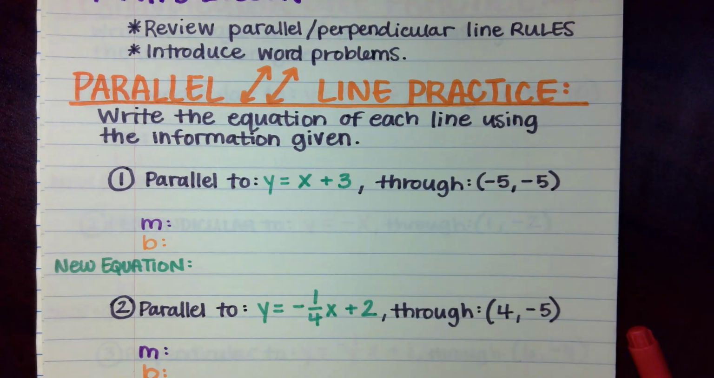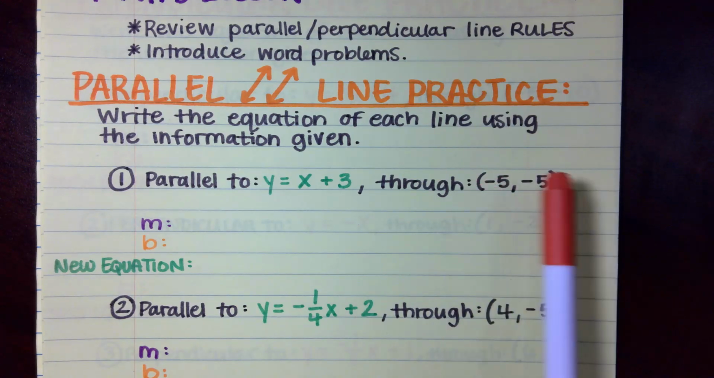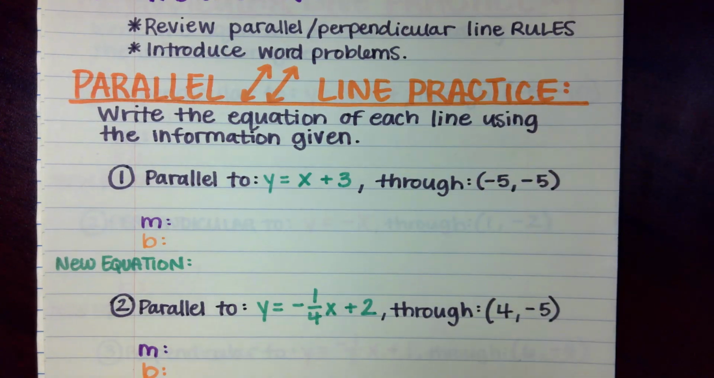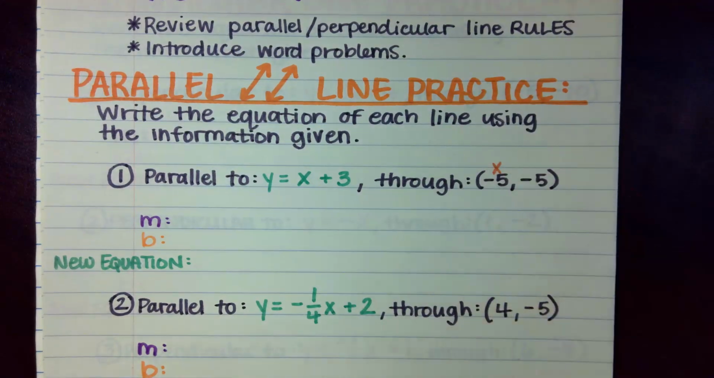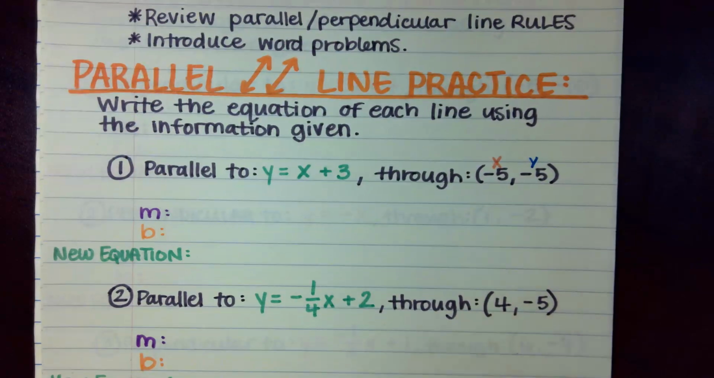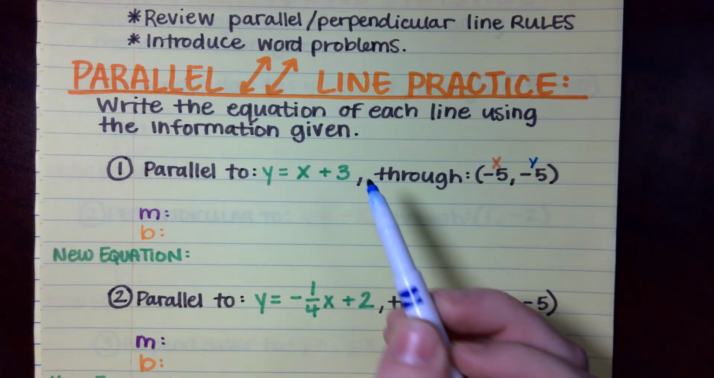Plug in. What am I plugging in? The -5 and the -5. You're going to label them X and Y. Okay, yeah, let's label those. We have an X here and a Y here. Is that plus 3 or B? Yes, plus 3 is the B of the original equation.